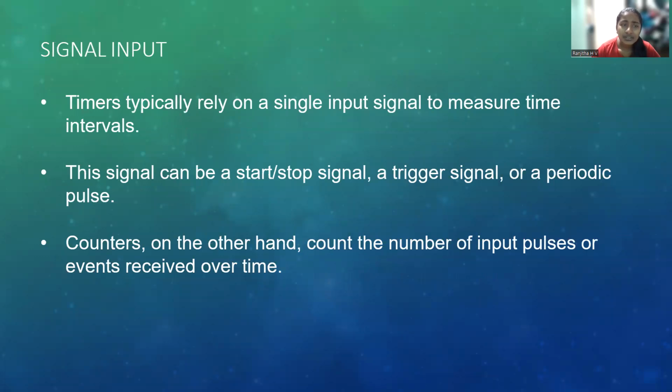Signal input. Timers typically rely on a signal to measure time intervals. These signals can be a start or stop signal, a trigger signal, or a periodic pulse. Counters, on the other hand, count the number of input pulses or events received over that time.